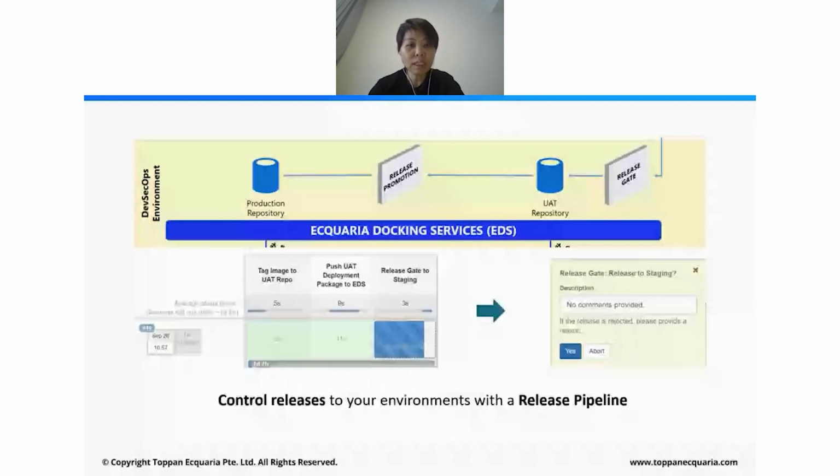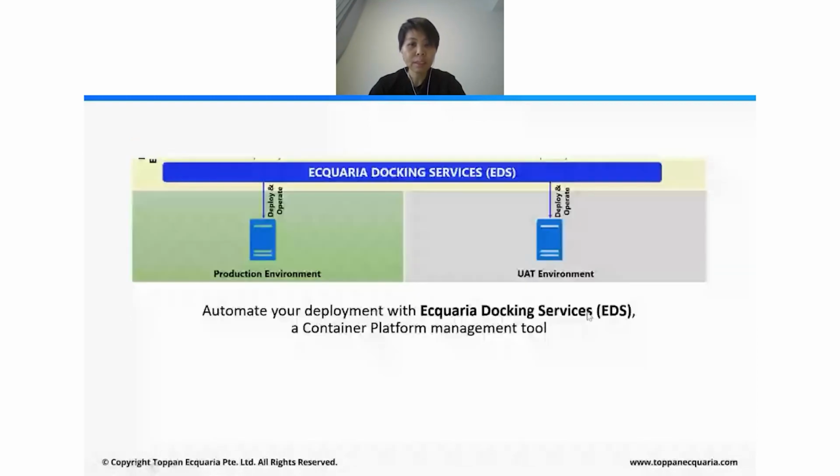Now, when it comes to this release pipeline, there's another human gate, as you can see, called the release gate, where your release manager would need to come in to have another round of checks and approve the release before your deployment artifacts can be released to your UAT repository and then deployed to your UAT environment. After the UAT deployment, there's also a release promotion gate, which needs to be approved before it can be promoted to your next environment, which is your production environment in this case.